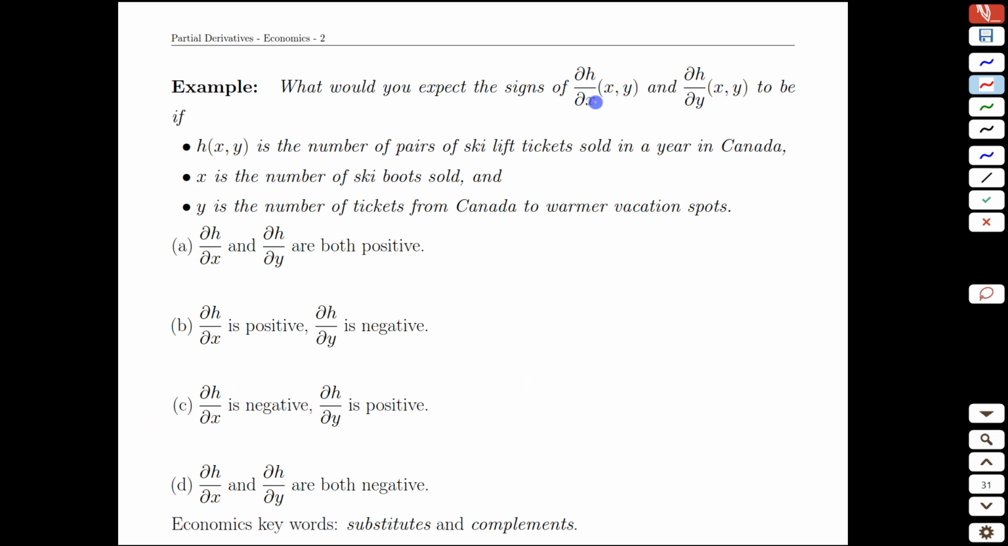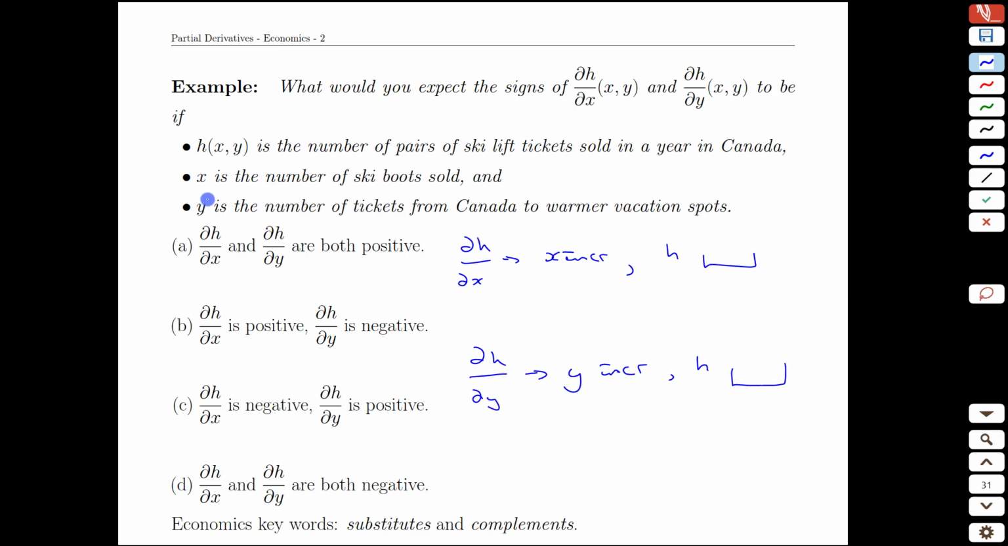Let's imagine a different scenario where H is defined as the number of ski lift tickets sold in a year. X is the number of ski boots sold, and Y is the number of tickets to Canada's warmer vacation spots. Take a moment to draw out those scenarios where we have X increasing and Y increasing, and what those mean for H. You can pause the video and then we'll check in.